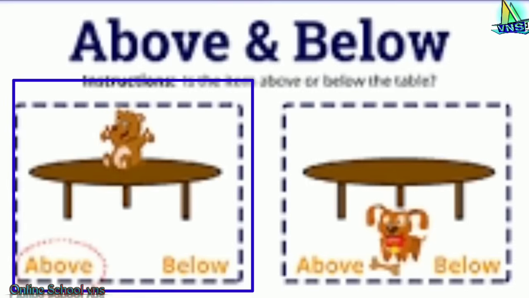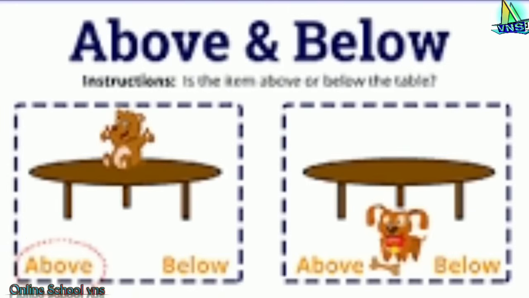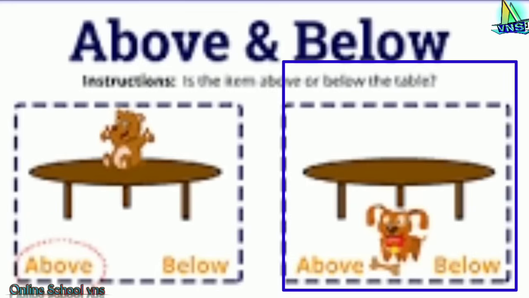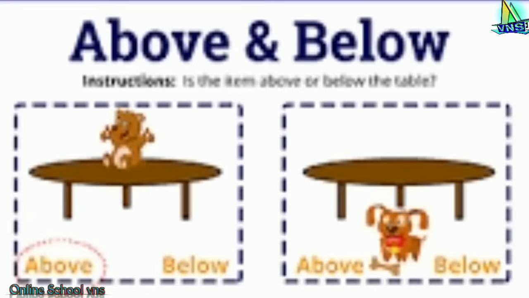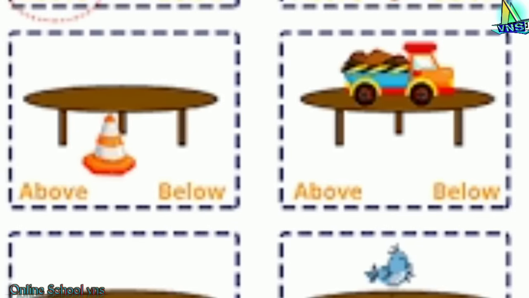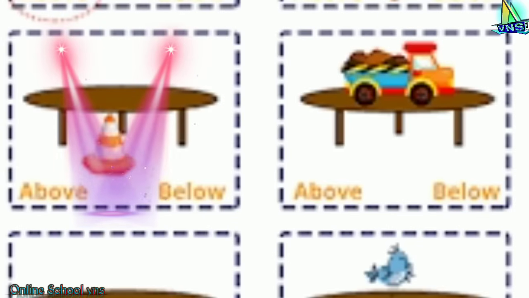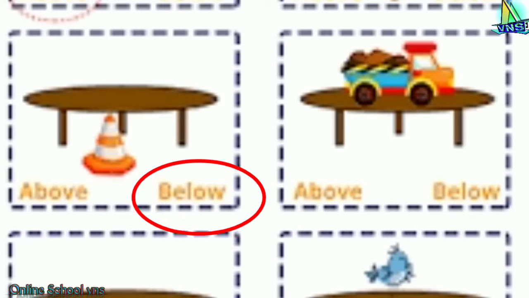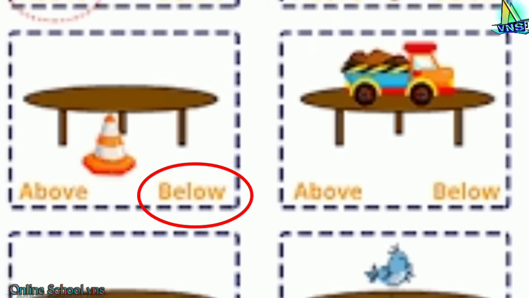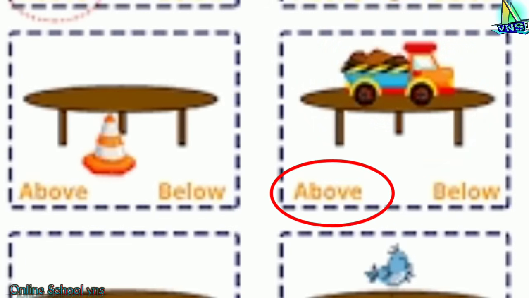As you can see in the first diagram, where is the animal sitting? The answer is above. In the second, where is the animal sitting? So now reply. Yes, the answer is below. The animal is below. And in this diagram, where is the pyramid kept? Yes, it is below the table. And in the next diagram, where is the toy car kept? Yes, it is above the table.